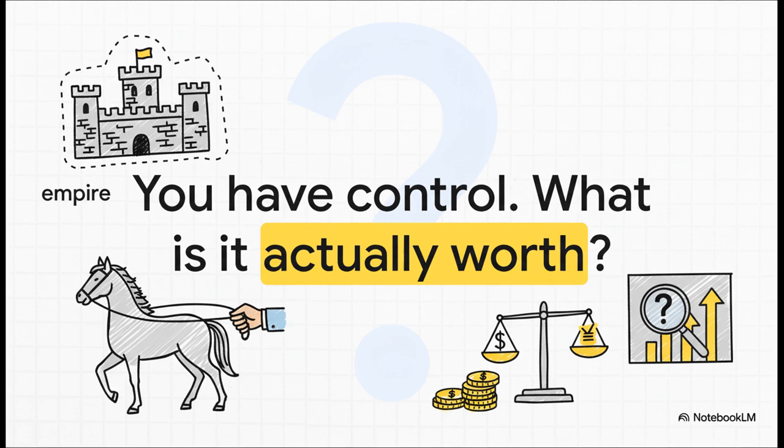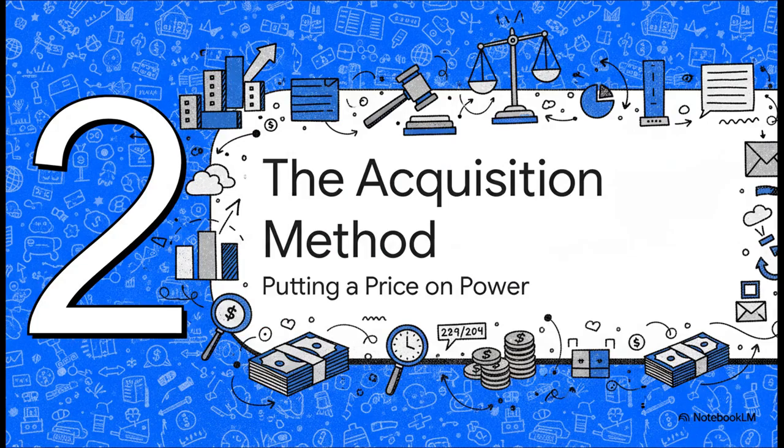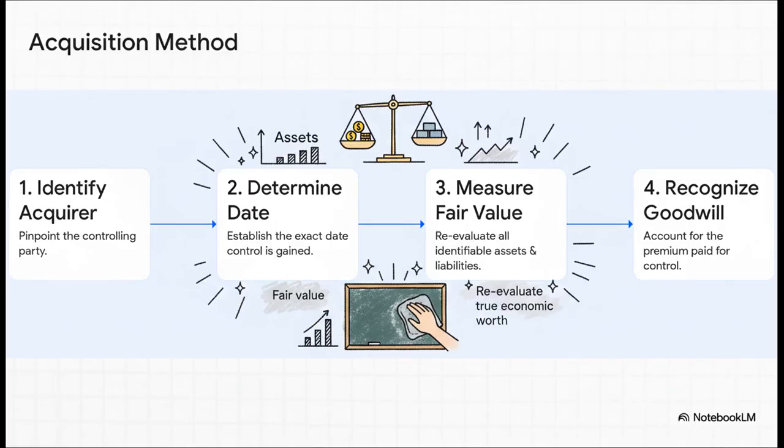Okay, so once we've established that control exists and we've defined the empire's boundaries, the next logical question for any manager or investor has to be, what is that control actually worth? How do we put a price on it at the very moment it's acquired? We answer that question with what's called the acquisition method. And let's be clear, this is not just some mechanical check-the-box process. It's a rigorous valuation exercise designed to determine the fair price of control on one specific day, and that's the acquisition date.